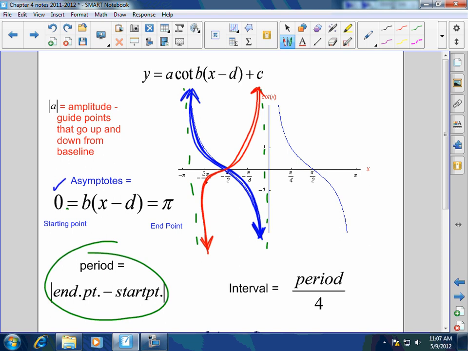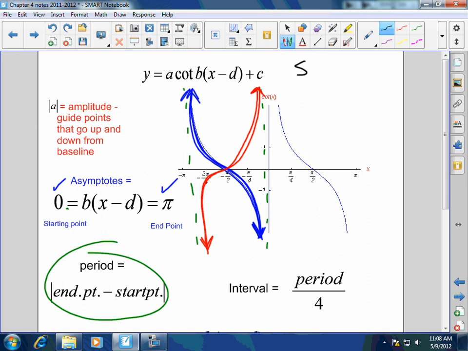What's 90 plus 90? 180. So that's the only difference between the tangent and the cotangent, and of course the way they're shaped. Everything else is the same. Once you find your endpoint minus starting point, that gives you your period, divided by 4 gives you your interval. Okay? So far everything is the same. You just got to know the parameters.